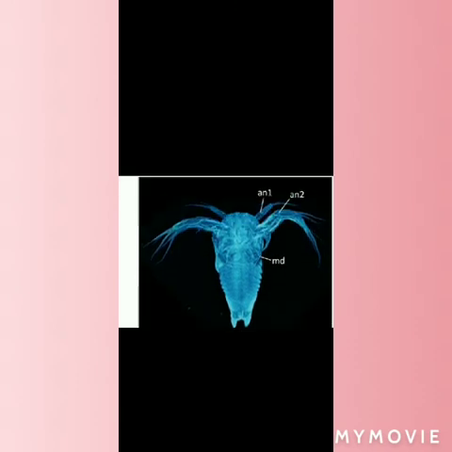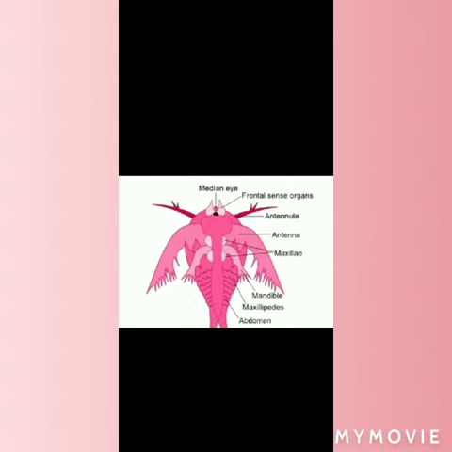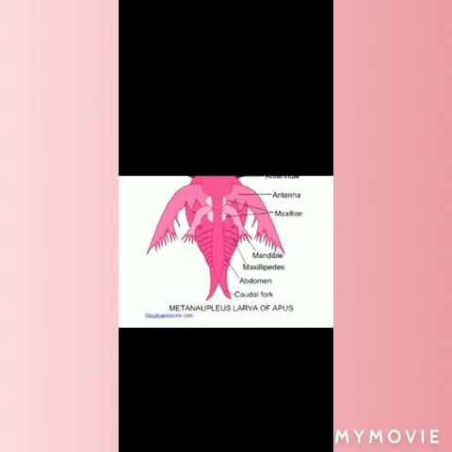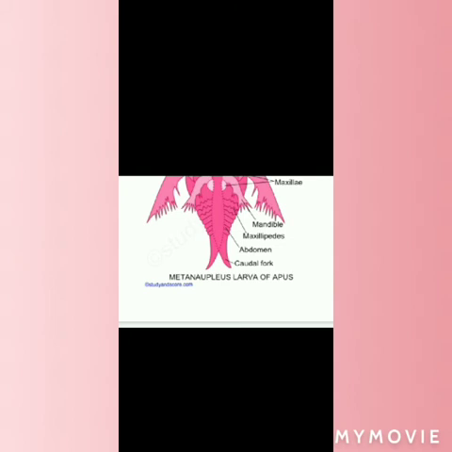See the structure. This is the metanauplius larva, right? See, this is the structure of the metanauplius larva of Apus. This is the median eye, frontal sense organs, antennules, antenna, maxilla, mandibles, maxillipeds, abdomen, caudal fork, right?